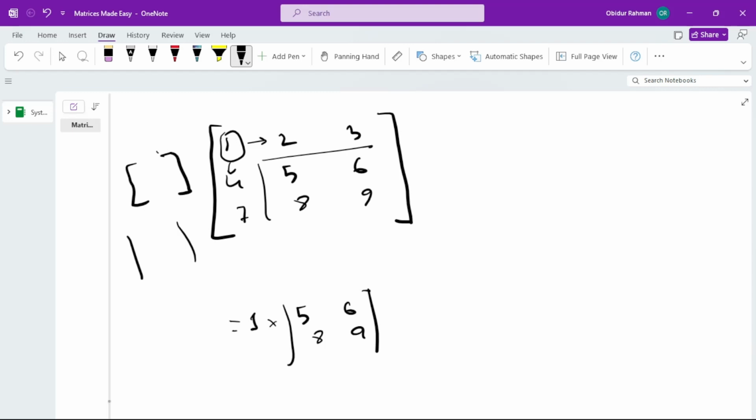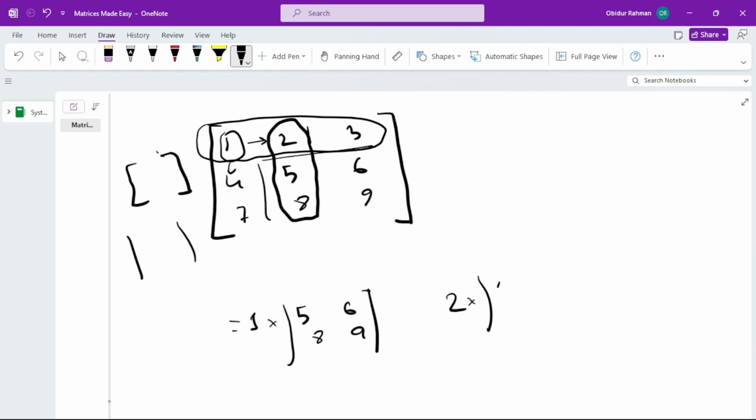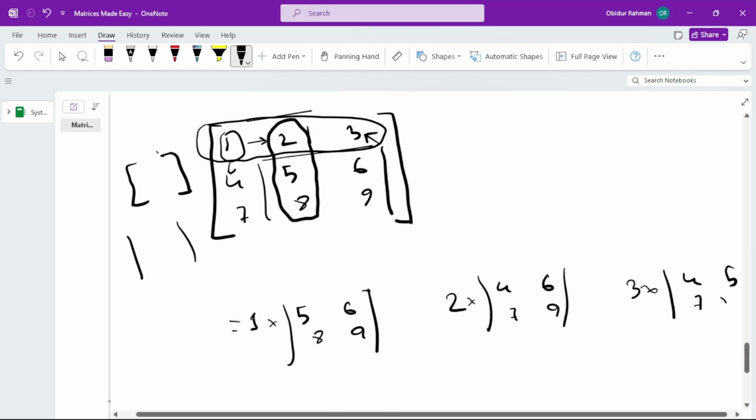We're going to multiply it with 1. We're going to do the same thing with 2. Then we ignore the second column and the first row. What do you have left? 4, 6, 7, and 9. We're going to do the same thing with the third one. We ignore this and this. What do you have left? 3 times 4, 5, and 7, 8.